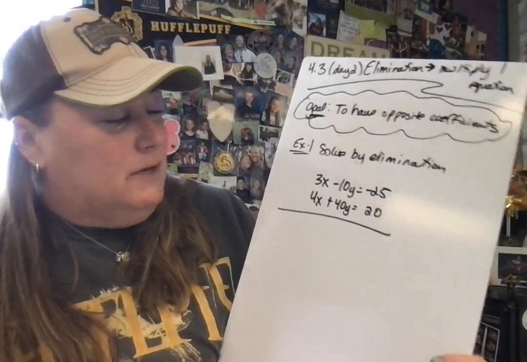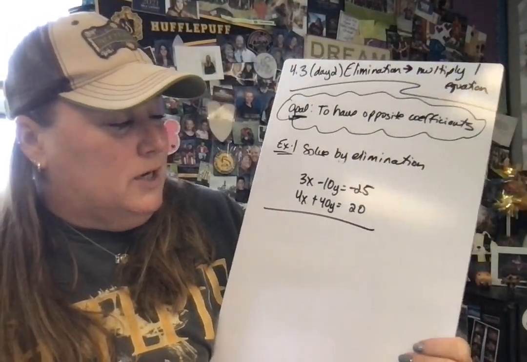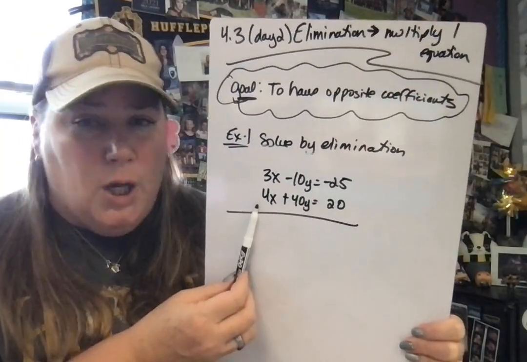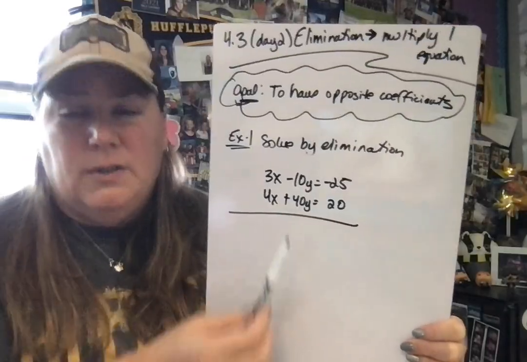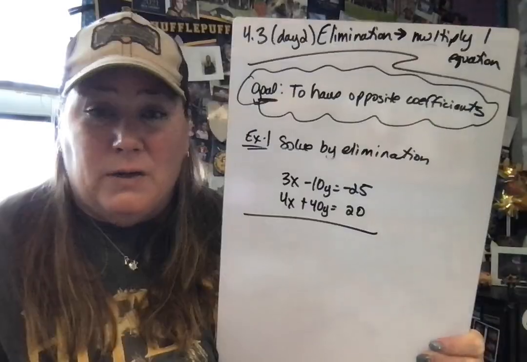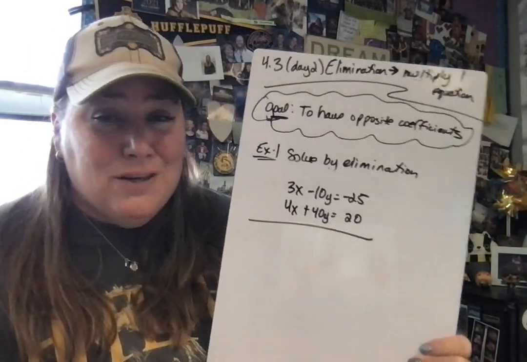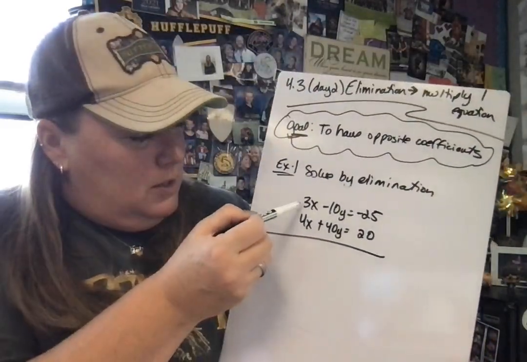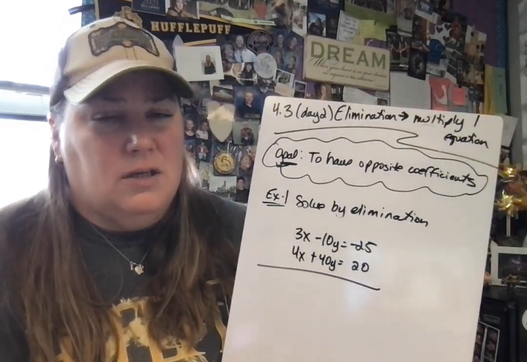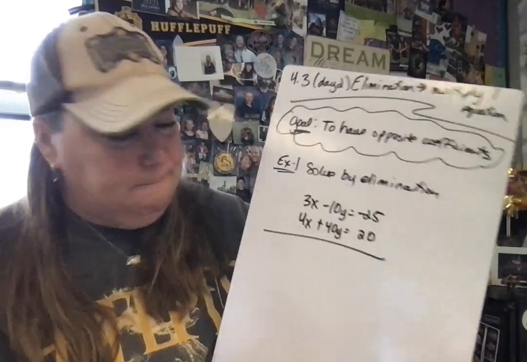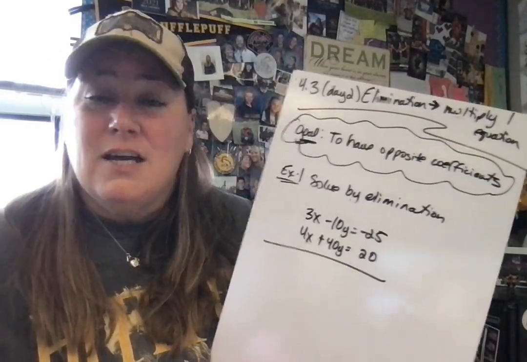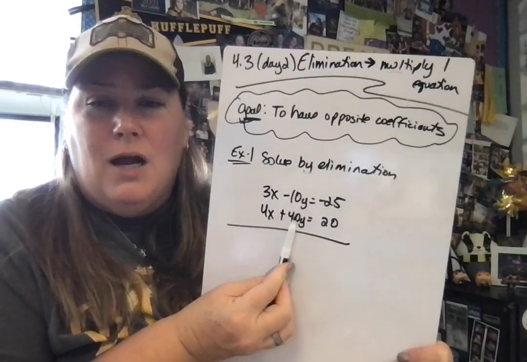Okay. 3x minus 10y equals -25, and 4x plus 40y equals 20. You always start here. Do I have opposite coefficients? No. So what does that mean? You have to make them by multiplying one equation. Now you think of factors. Is 3 a factor of 4? No. When you think of factors, you're going to think of integers. Is 10 a factor of 40? Yes, it is. So what that means is you are going to eliminate y.